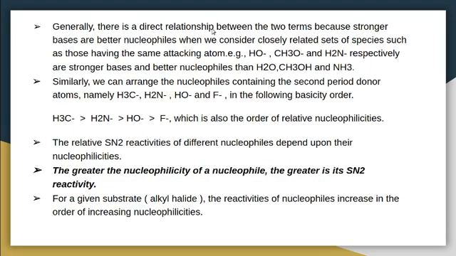Generally, there is a direct relationship between the two terms, that means between nucleophilicity and basicity, because stronger bases are better nucleophiles. So when we consider closely related sets of species, such as those having the same attacking atom, for example HO minus, CH3O minus and NH2 minus, respectively, are strong bases and better nucleophiles than H2O, CH3OH and NH3.